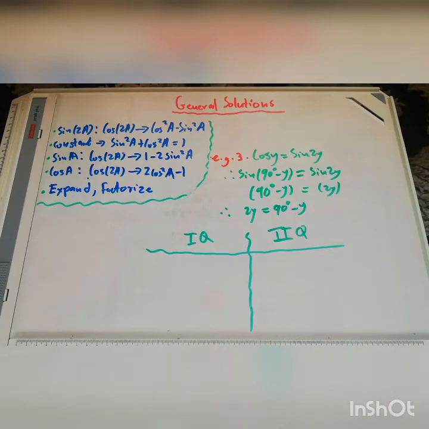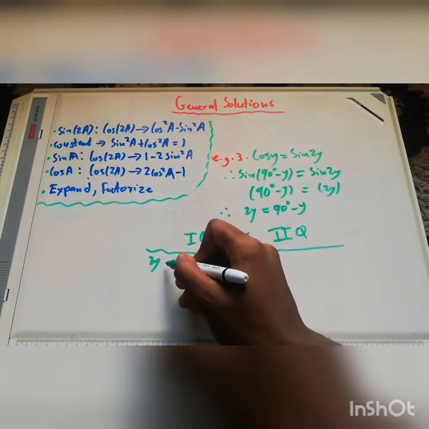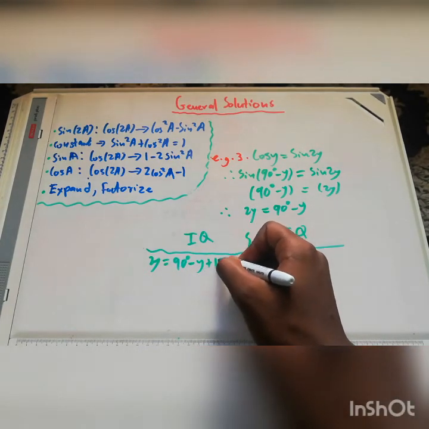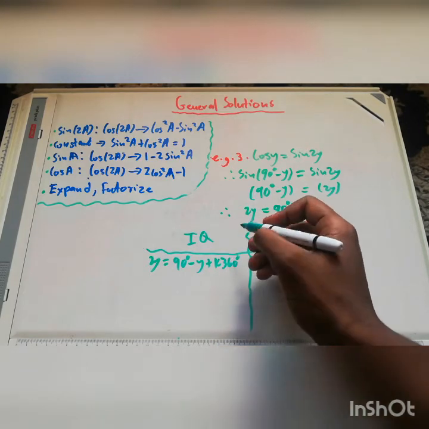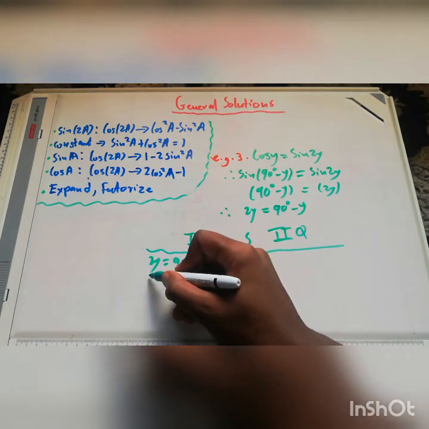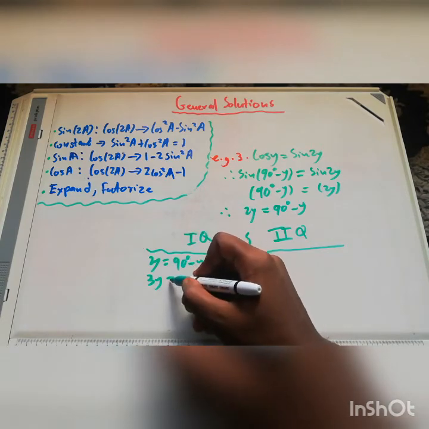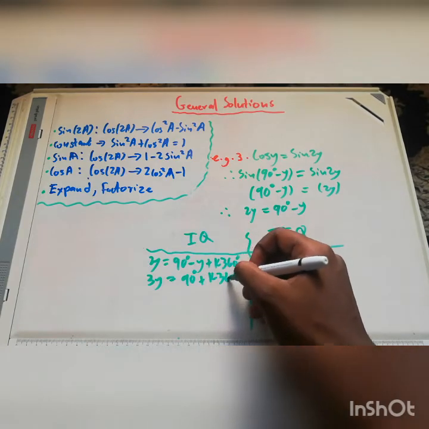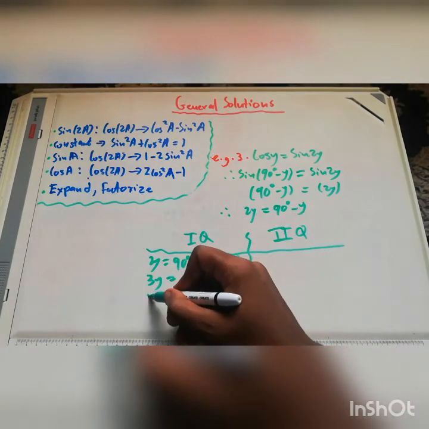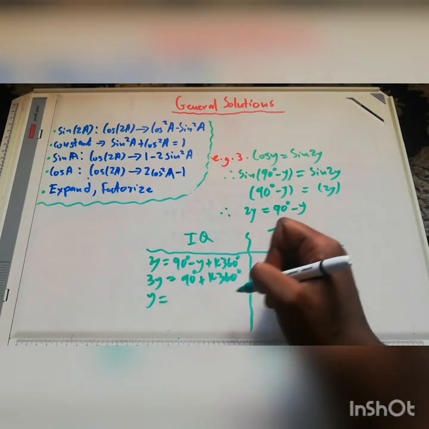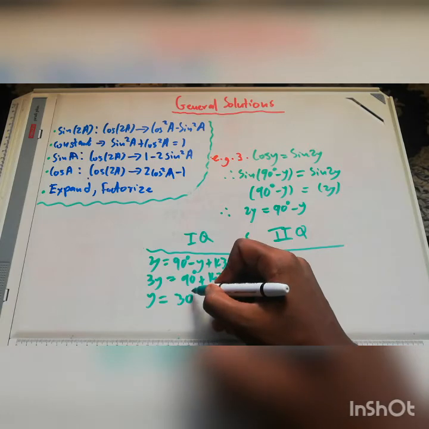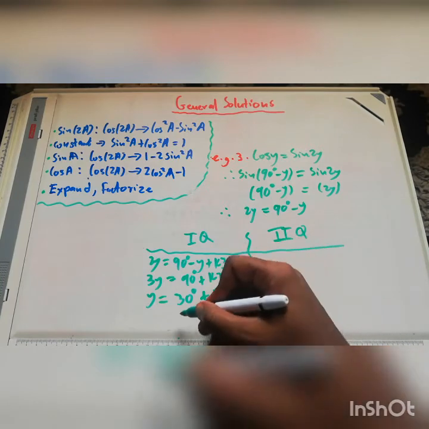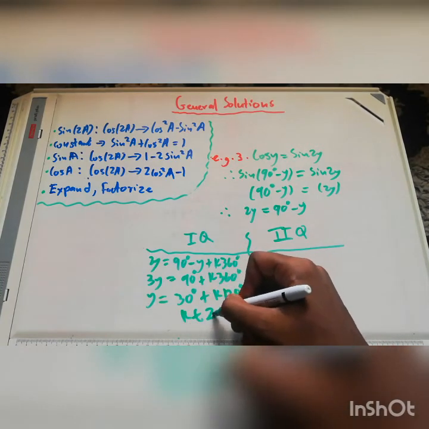So in the first quadrant, what do you have? I'll have 2y is equals to 90 degrees minus y plus k 360 degrees. Right? Therefore, if I were to solve this thing, I'll get what? 3y is equals to what? Just 90 degrees plus k 360 degrees. So my final answer is going to be y is equals to everything here divided by 3. I'll get 30 degrees plus k 120 degrees, obviously with k being an element of an integer.